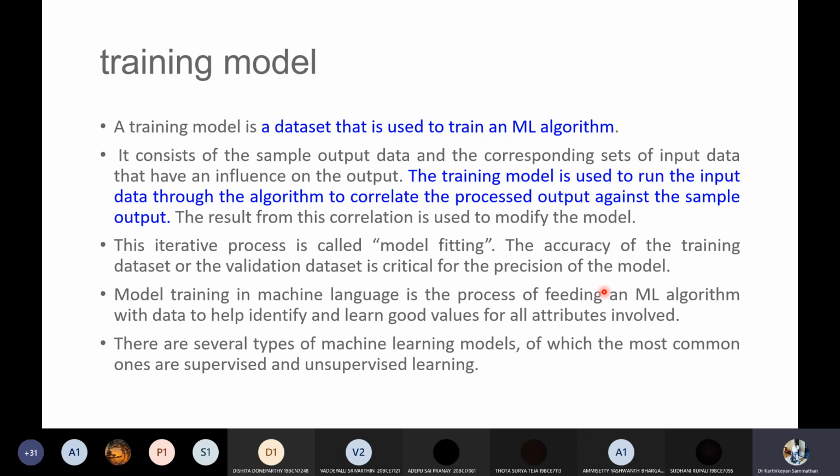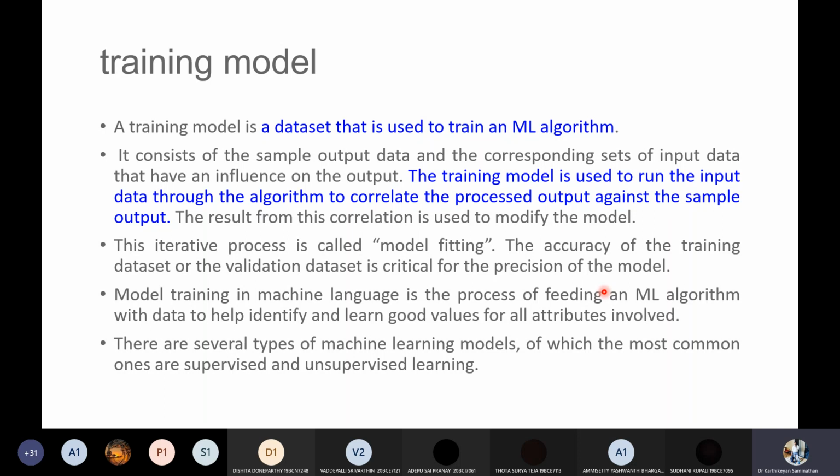So this is how your training model works: you're executing an ML algorithm with the help of your input. Input is nothing but a data set. This same process will be iterated. Such an iterative process we call model fitting, right? Until we get the best fit, the training model will be trained continuously. That is what model fitting is all about.